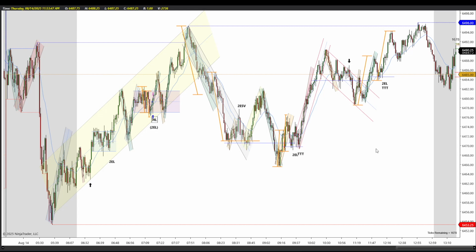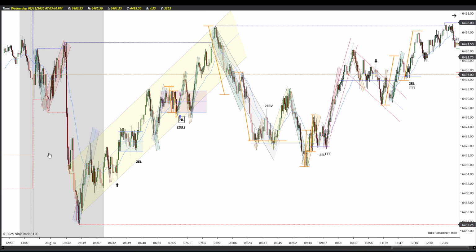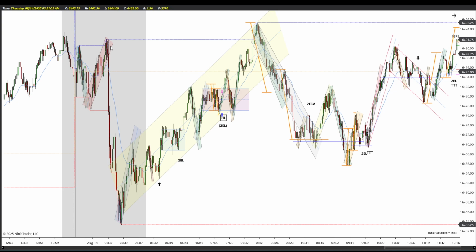August 14, 2025. This is the S&P 500 E-Futures Mini on the 2000 tick chart using NinjaTrader 8. This is what the chart looked like today. Kind of a carryover from yesterday. There was a drop, a pretty big drop.